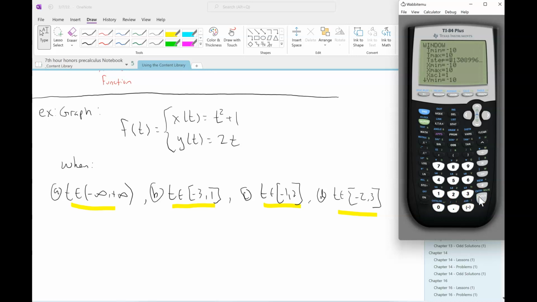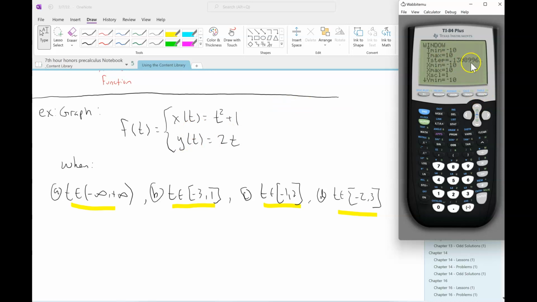Everybody feel okay with that? If I look at the Y, the same thing would be true, right? If my Y is going from -10 to 10 and the Y is 2t, 2 times -10 and 2 times +10 will certainly cover all the Y values in there.